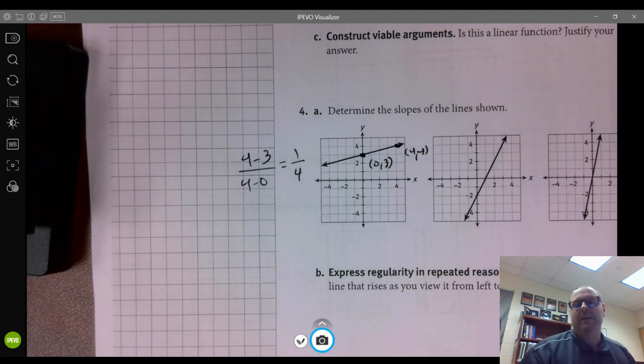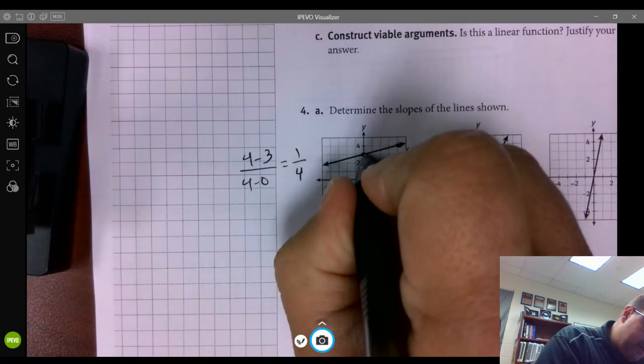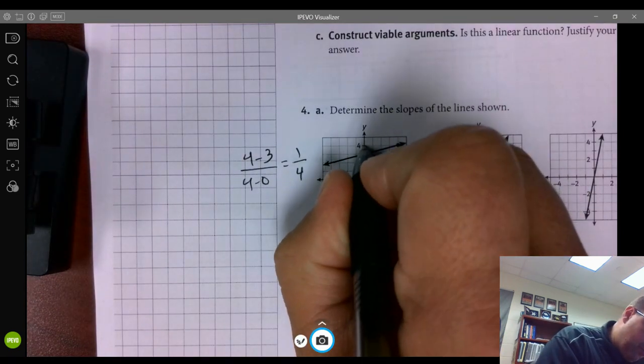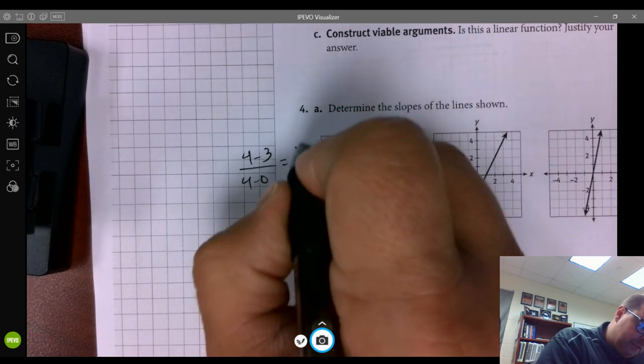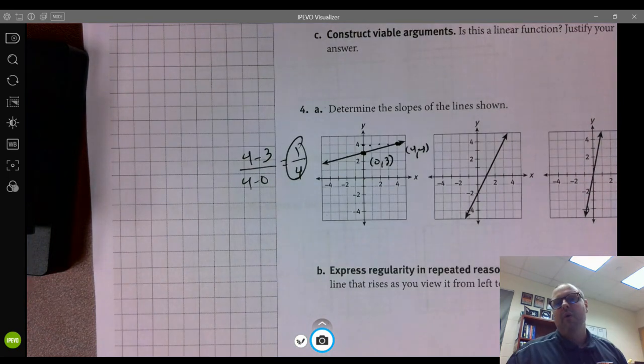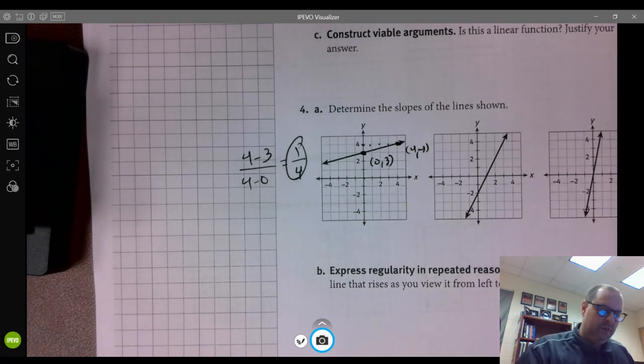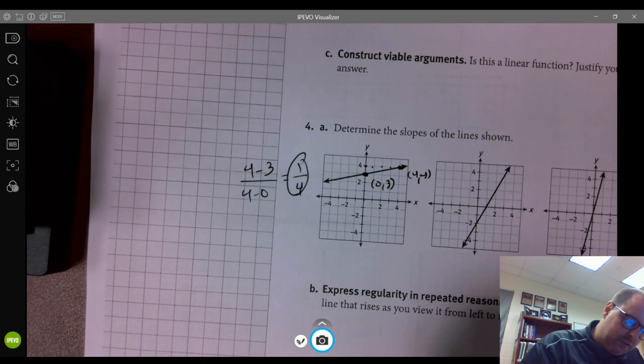Another way is we can actually count it out as rise over run. So I could say, all right, I'm here. To get to this point, I go up 1 and right 1, 2, 3, 4. And then I could just write out that the slope is 1 over 4. So you're still doing the same thing. You're going from one point to the next. You're just actually counting them out instead of writing down the y2 minus y1 over x2 minus x1, excuse me.